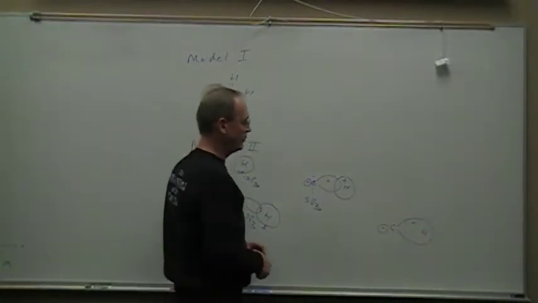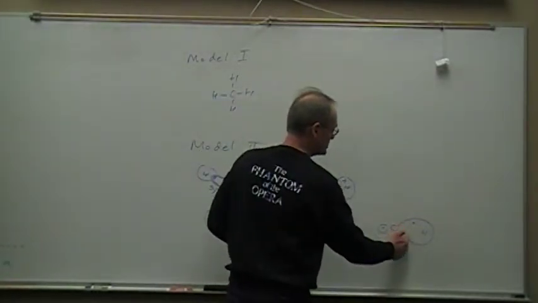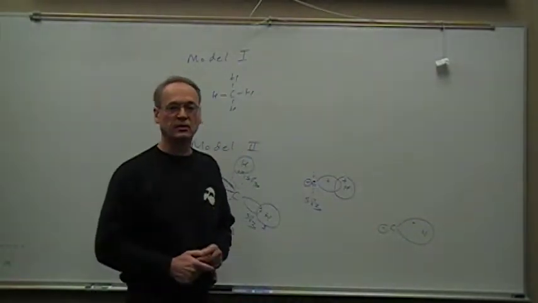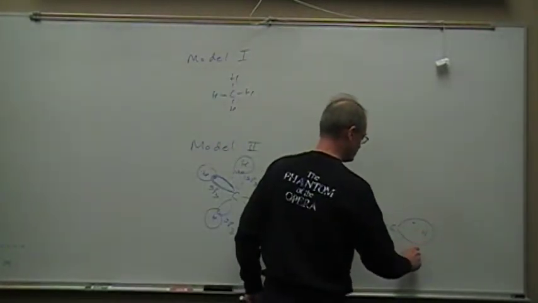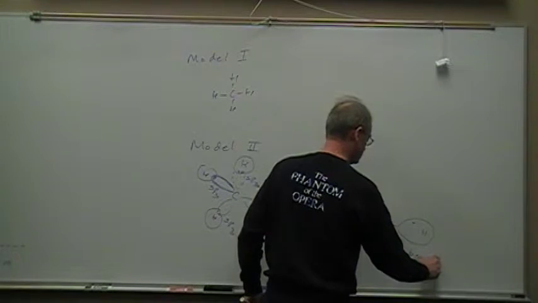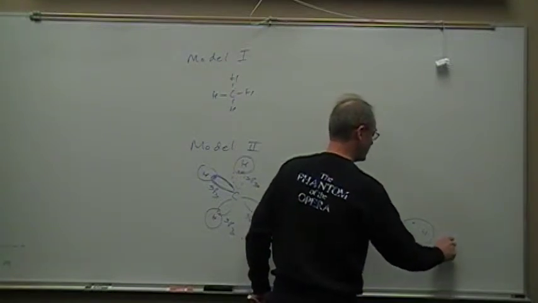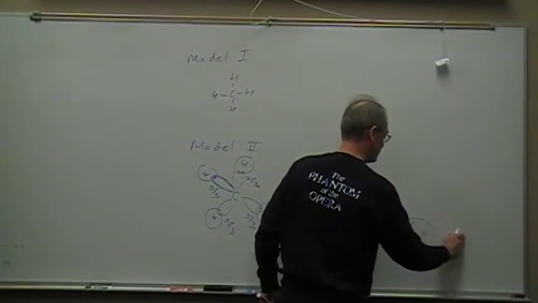And notice that now electrons in this orbital will be mostly in between the carbon and the hydrogen. They will act like glue to hold it together. And so this is a bonding orbital. And we're going to call it a sigma orbital.